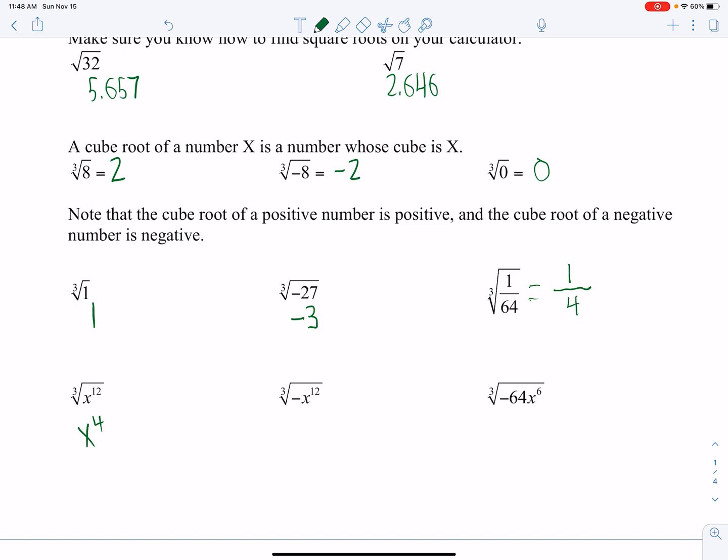Now, if we have the cube root of negative x to the 12th, here's another spot where cube roots are different than square roots. You remember when we were doing square roots of negative numbers, we had to say not a real number, but with cube roots, it's just fine. Cube root of something negative, you just get something negative. So here we would have negative x to the 4th. So if we're working out the cube root of negative 64 x to the 6th, the cube root of negative 64 is negative 4. For the cube root of x to the 6th, we divide the exponent by 3, and we have x raised to the 2nd.